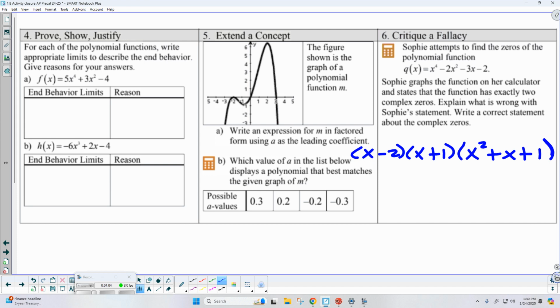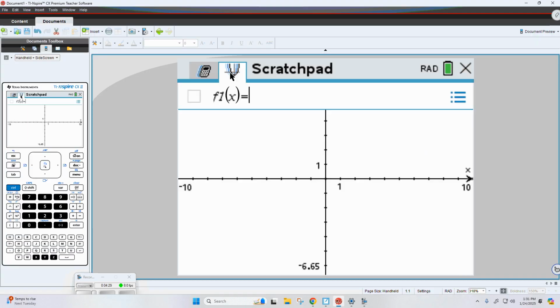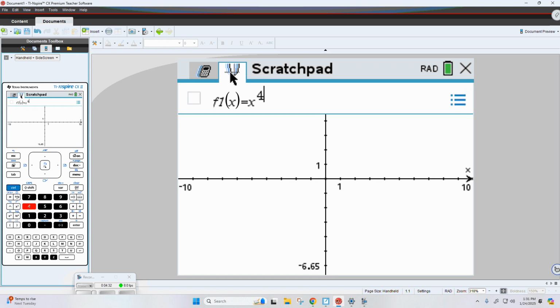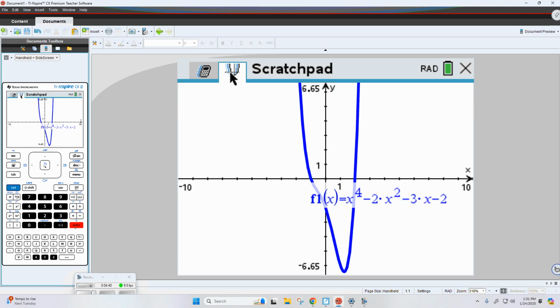So if you were to multiply all of that back together, you're going to get right back to Q where we started. So does anybody think they might be seeing what's wrong with Sophie's statement? Okay, well, let's take a look at the graph. Maybe that'll help out. Okay, so what do we got here? x to the 4th minus 2x squared. Okay, so x to the power of 4 minus 2x squared. Was it minus 3x minus 2? Okay, all right. So here's my graph. So I'm looking at this. What are my 2 roots?